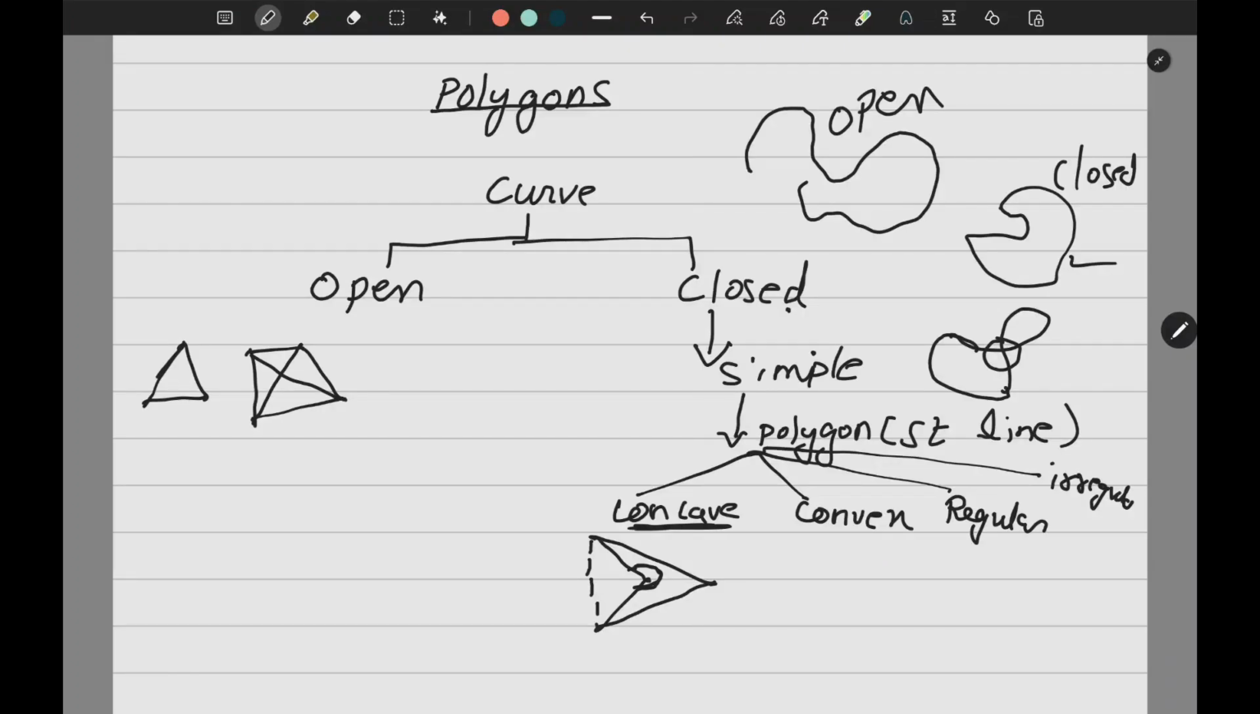Now what is regular? If there is a polygon with all sides equal and all angles equal, then it is called a regular polygon. Otherwise, it is called an irregular polygon. So this is the first flowchart which should be clear in your mind. I started with curve: open curve, closed curve. Then closed curve can be classified as simple, and polygon. Polygon can be classified as concave, convex, regular, irregular.